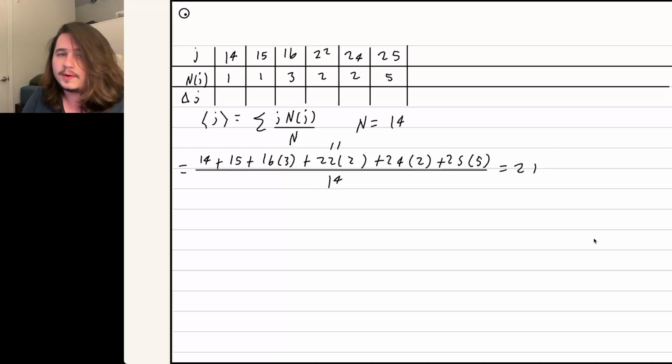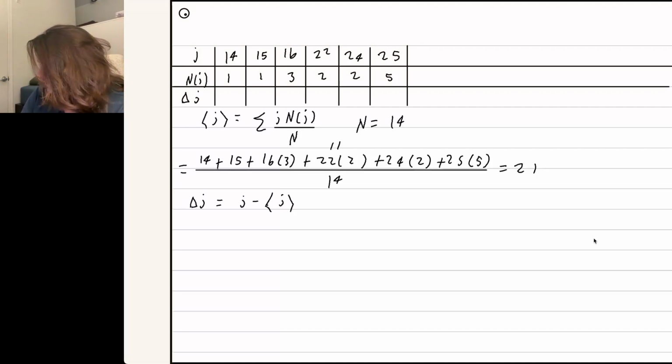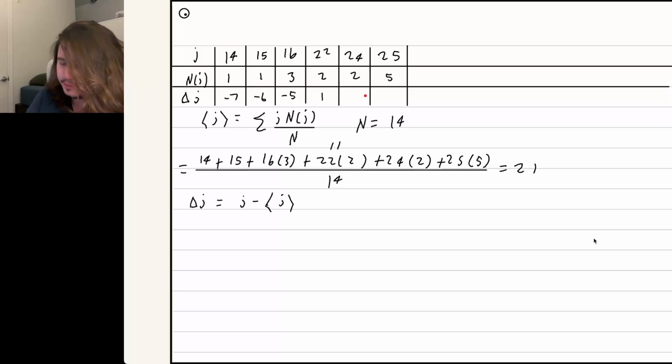We can go ahead and now calculate the variance, that delta j, for each guy, which is going to be the j minus the expectation value of j. So 14 minus 21 is just -7. 15 minus 21 is -6. 16 minus 21 is -5. 22 minus 21 is 1. 24 minus 21 is 3. 25 minus 21 is 4. That takes care of the variance.